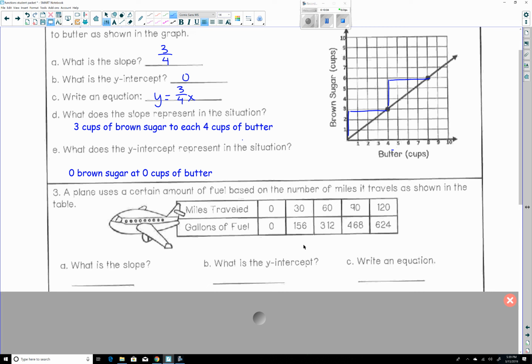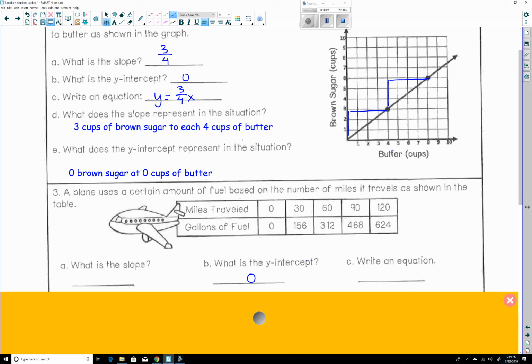Using whatever your favorite form is to figure out the slope, go ahead and figure out the slope and write that in as well. So our y-intercept is 0. Ooh, that's pretty. And our slope.